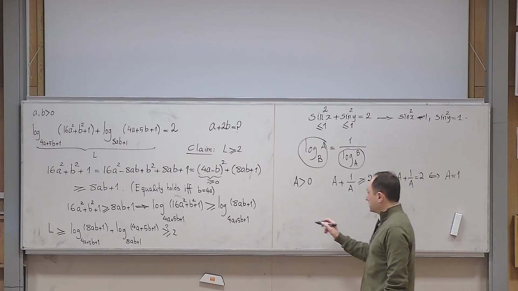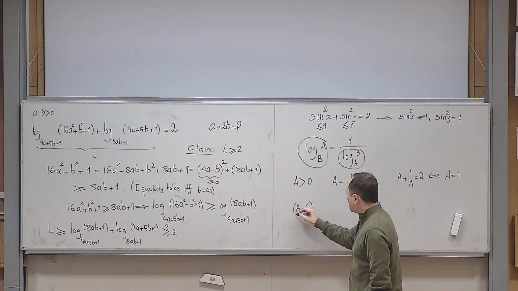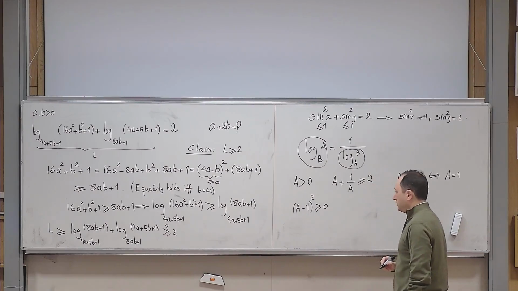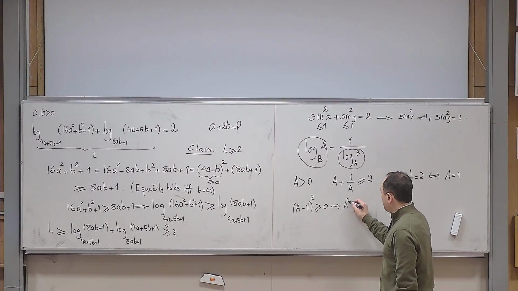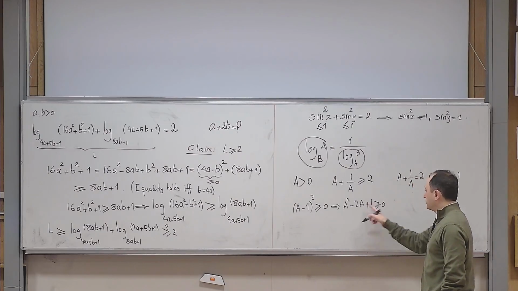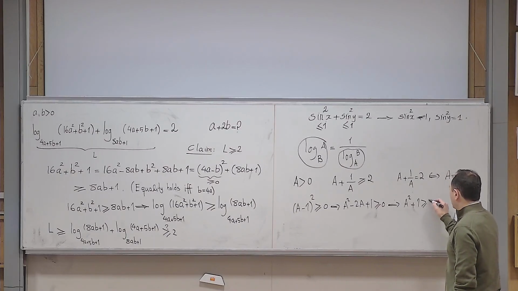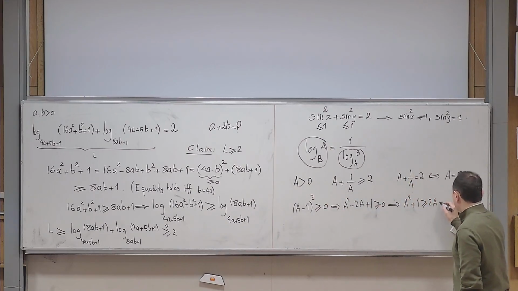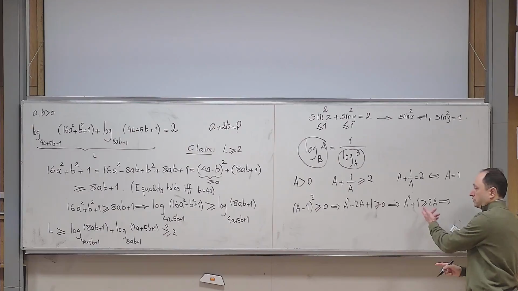Let us double check. For example, I know that a minus 1 to power 2 is definitely greater than or equal to 0, because that's an even power. So if I expand it, it becomes a squared minus 2a plus 1 is greater than or equal to 0. I move 2a to the other side, so it becomes a squared plus 1 is greater than or equal to 2a. And now, because I have assumed that a is positive, I can safely divide everything by a without being worried about if I have to interchange the sign or not.